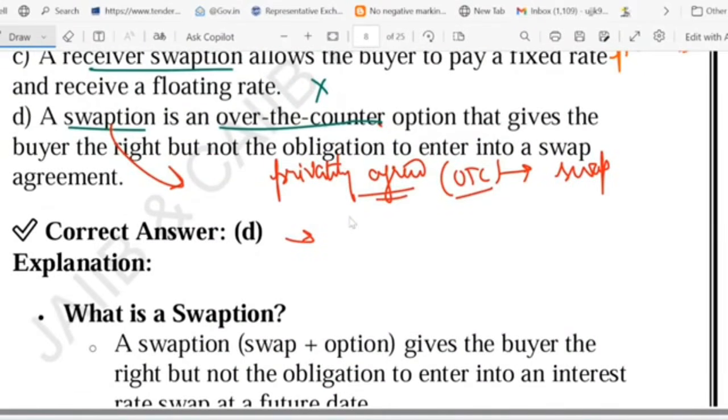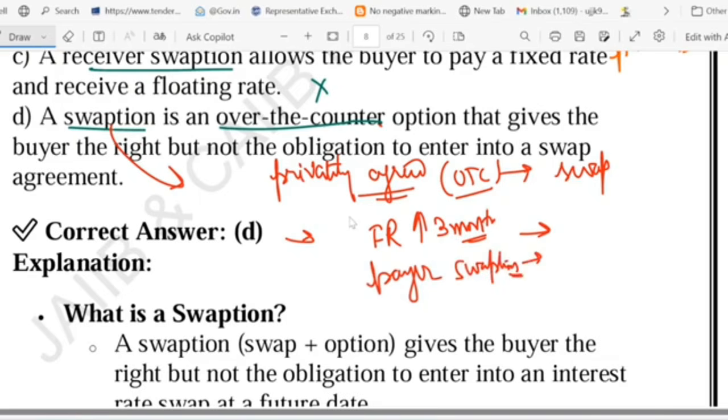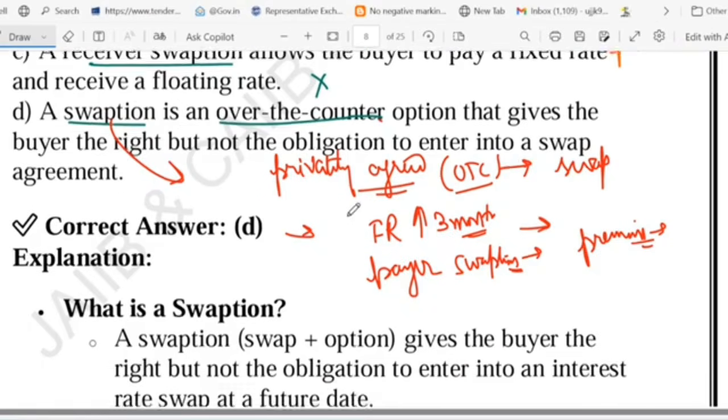Let's say you are a company expecting interest rates to rise in the next 3 months. You are not sure yet, but you want to be ready. So what do you do? You will buy a payer swaption. You are paying a small premium today. Obviously, the premium has to be paid. That premium gives you the right to lock in the fixed rate later. If the rate goes up, you will exercise the option and protect yourself. And if the rate stays low, you will let it expire, no pressure. Right? That is a swaption.